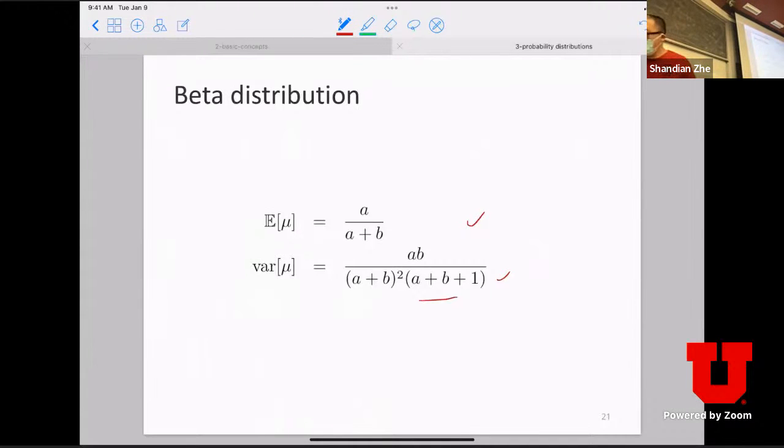Okay, I think we can stop here today. And on Thursday, we're going to continue with the fundamental distributions.